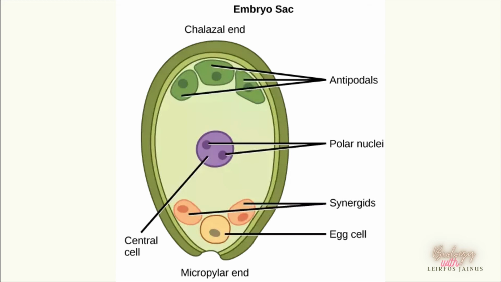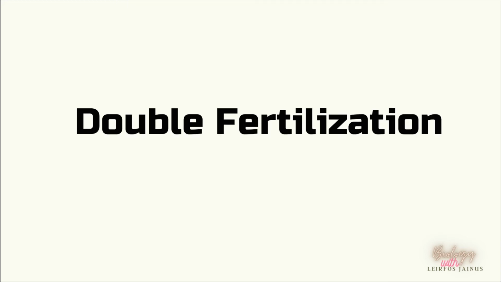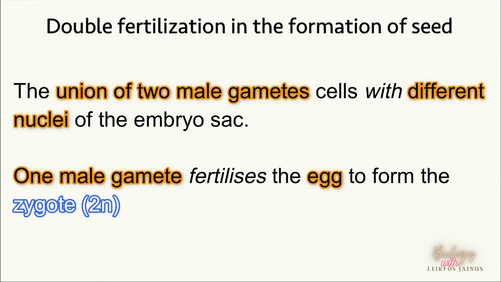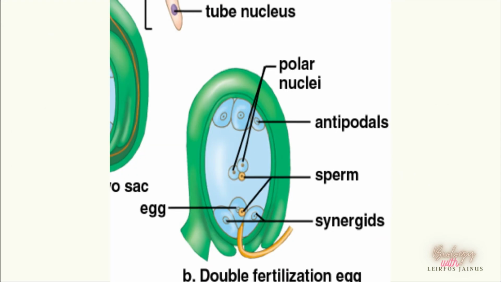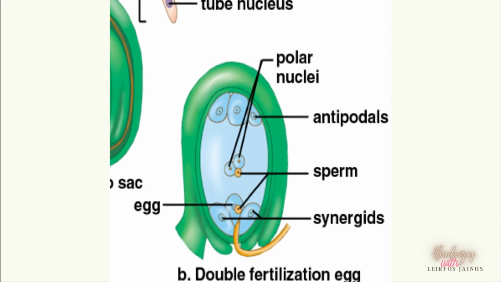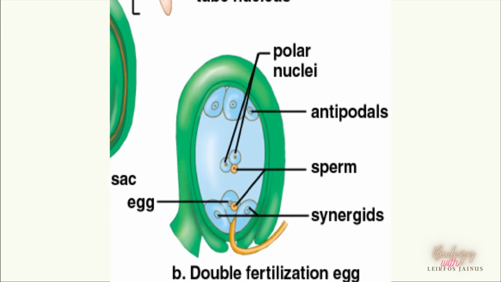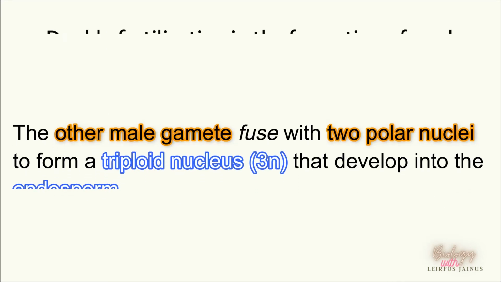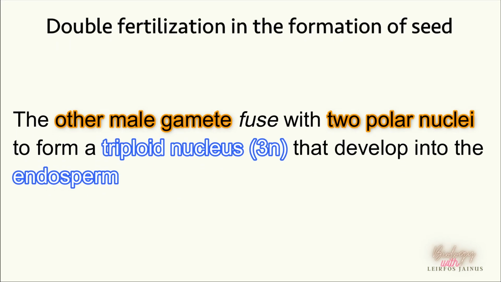Now, we will discuss double fertilization. Double fertilization is the union of 2 male gametes with 2 different nuclei within the embryo sac. One male gamete will fertilize the egg to form the zygote. The other male gamete will fuse with 2 polar nuclei to form a triploid nucleus that will form the endosperm.